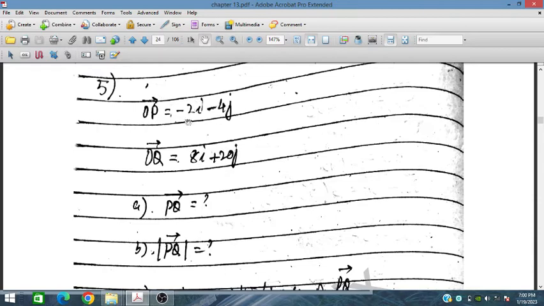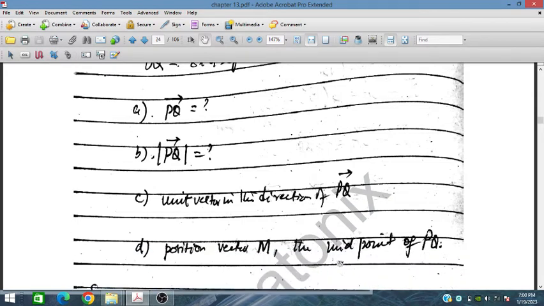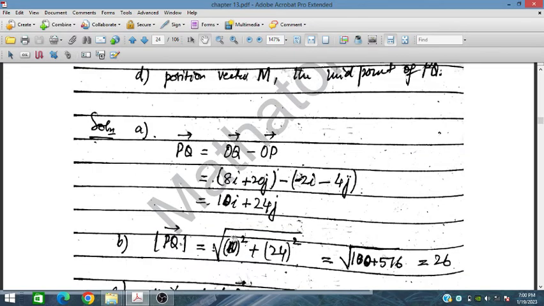So OP is -2i -4j, OQ is 8i plus 20j. PQ has to be found, and the PQ magnitude has to be found, the unit vector in the direction of PQ has to be found, and the position vector of M, the midpoint of PQ. So PQ is equal to OQ minus OP. In place of OQ we write this, and OP is given, and from this we have obtained 10i plus 24j. This is the PQ vector in part A.